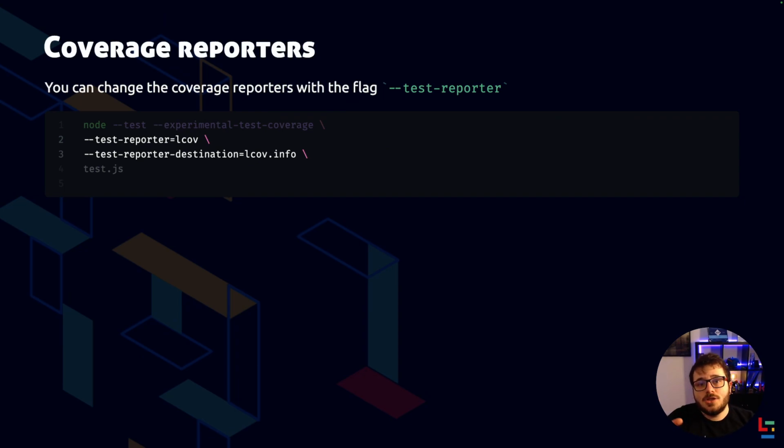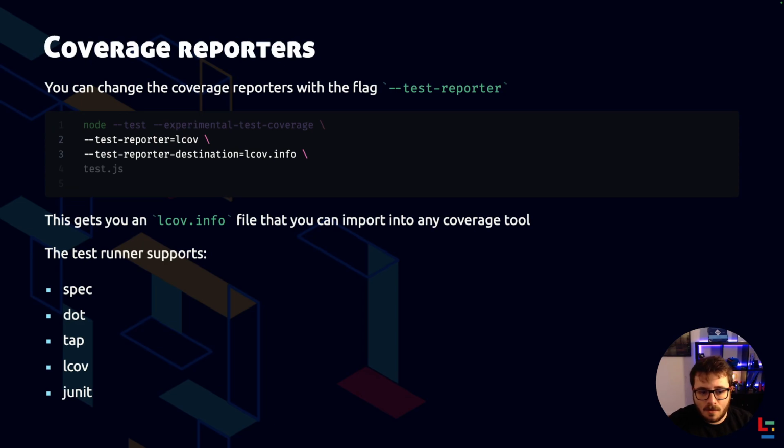You can also change the test reporter. So if you're using another coverage tool that only understands JUnit or LCOV or even text or dot reporters, you can use this. You can just change the test reporter flag. This is going to both change the reporter for the standard out, and also you can send this to a destination file, like you can see in the test reporter destination. So it's going to get you an lcov.info file that you can import on any coverage tool that supports it. But the test runner actually supports spec, tap, dot, LCOV, and JUnit reporters. So 5 reporters natively built in.